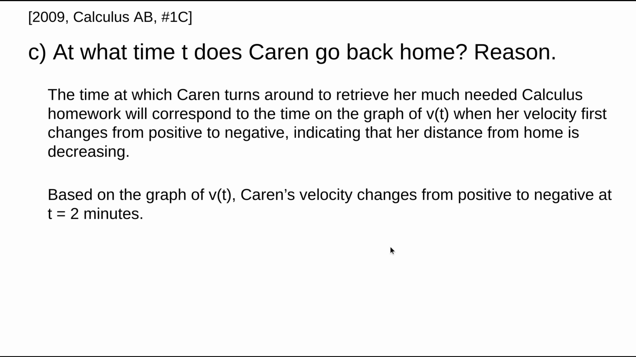If we look at the graph, there's only one place where this would happen, and that is at t equals 2 minutes. There are a couple of other points on the graph where velocity is 0, but the way to interpret that would be that is when she is at home finding this homework. She hasn't left anywhere. Her distance from home isn't changing because she's at home. So in the language of calculus, Karen's velocity changes from positive to negative at t equals 2 minutes, and that's how we know that's when she turned around.